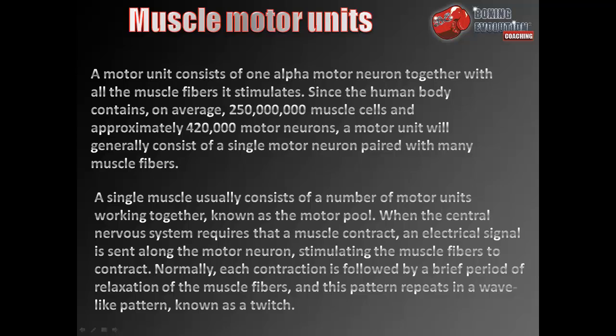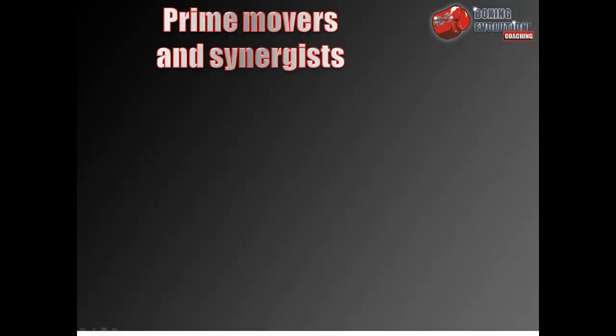When the central nervous system requires that a muscle contract, an electrical signal is sent along the motor neuron, stimulating the muscle fibres to contract. Normally each contraction is followed by a brief period of relaxation of the muscle fibres, and this pattern repeats in a wave-like pattern known as a twitch.